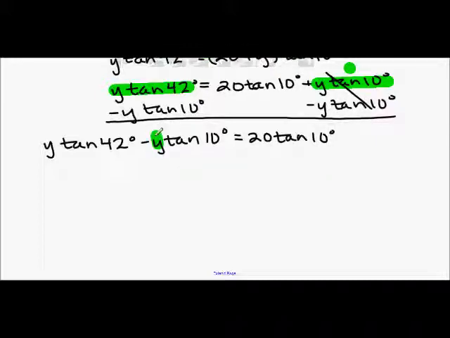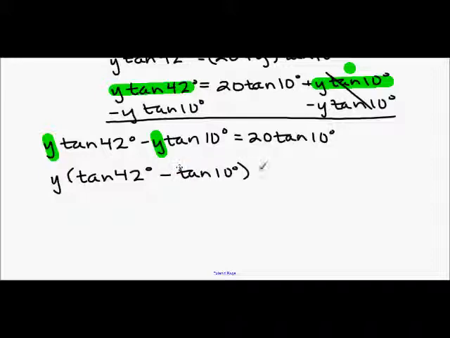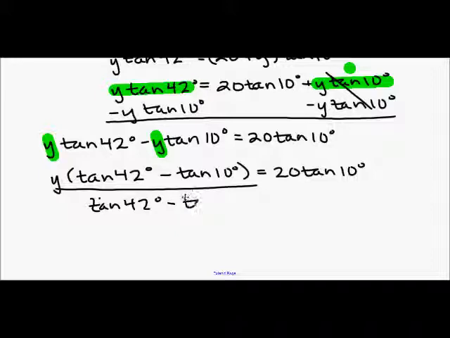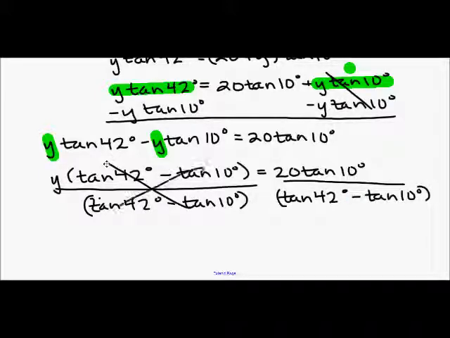And you'll notice that these both have a Y in common. That's why we moved that one in the first place. I'm going to factor out that Y, which leaves me with just tan 42 degrees minus tan 10 degrees. To get Y by itself, I need to divide by this part. So tan 42 degrees minus tan 10 degrees on both sides. Okay. And that all canceled. So this portion will give me what Y is approximately equal to. I'm going to go ahead and type that into my graphing calculator.